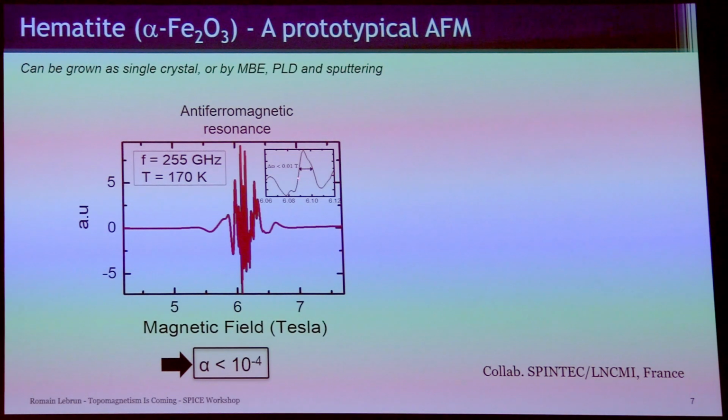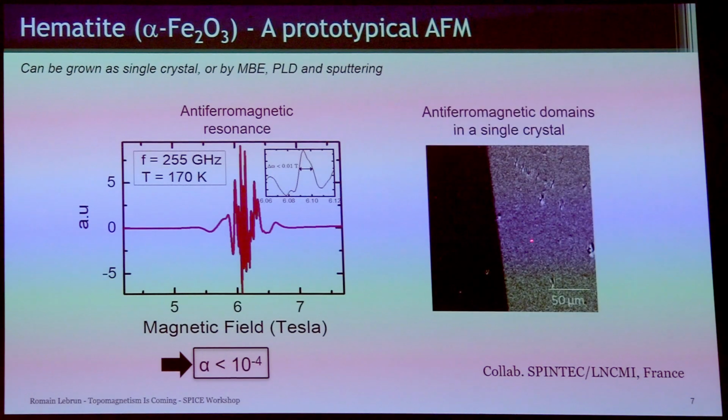But if you just look at the line width of a single peak, and try to extract the magnetic damping in this compound, you will see that it is below 10 to the minus 4, maybe even below 10 to the minus 5. So it is as low as what you could get with the best ferromagnet like yttrium iron garnet. So you have a compound in which the magnon spin lifetime can be quite large, so you can expect to manipulate the propagation of the spin wave.